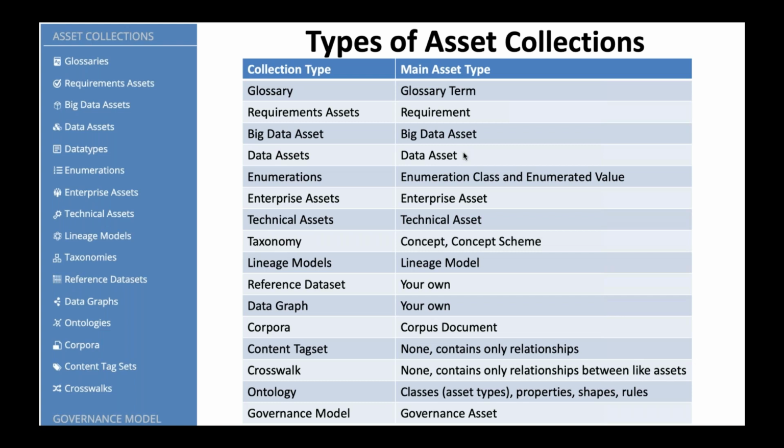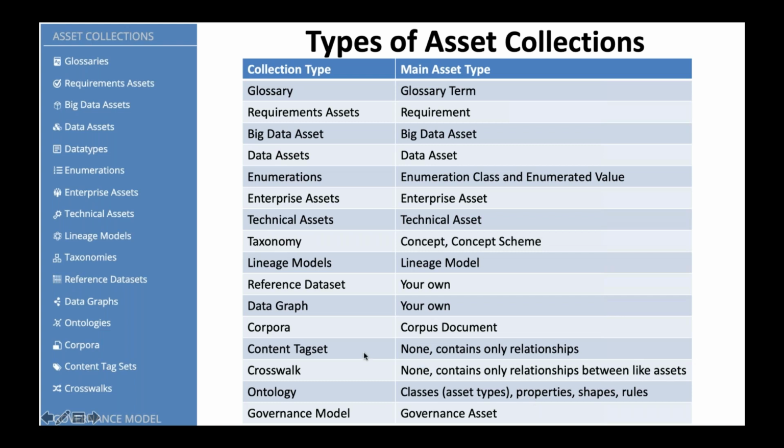And then there are a number of special asset collection types. First, reference data sets and data graphs. They are special in the sense that TopBraid EDG does not have a predefined model for them. When you create collections of this type, you have to select an ontology that defines the type of assets that you will be storing in this asset collection. And the ontology is also an asset collection in TopBraid EDG. It contains classes or asset types and their characteristics such as properties, rules, and so on.